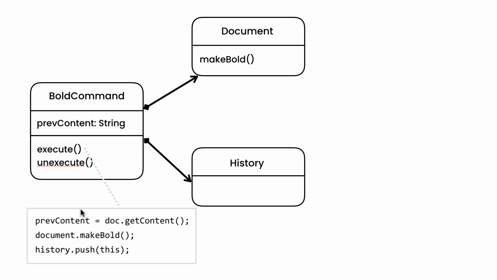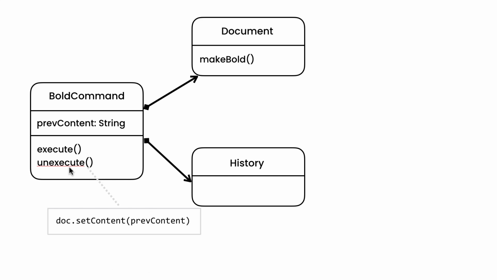Now let's look at the implementation of the execute method. There are three things we need to do here. First, we call document.getContent. We get the current content of the document and store it in the previous content field. Next, we call document.makeBold. So we're delegating or forwarding the request to a document object. And finally, we tell the history to store this command object. So this is the last command that we have applied, okay? Now let's look at the implementation of the unexecute method. This is pretty straightforward. We call document.setContent to the previous content. If we had a resize command, we could resize the video back to its original dimension, okay?